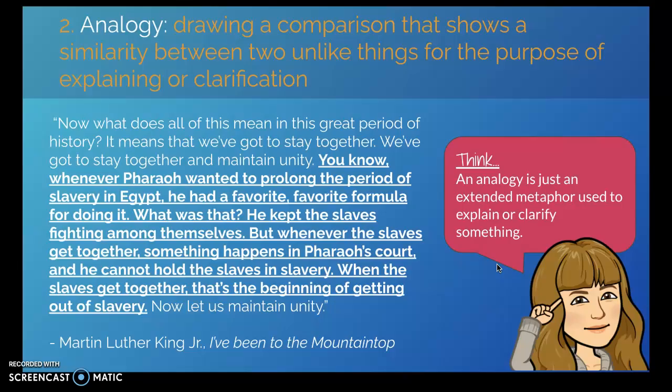He's communicating the importance of unity. Just as it was important that the slaves in ancient Egypt stuck together in order to get out of bondage, he is reminding African Americans that they must also maintain unity if they are to achieve their goal of equal rights, civil rights, human rights.